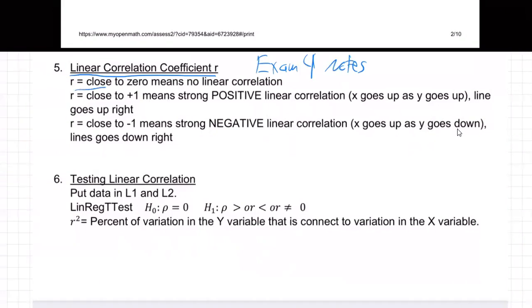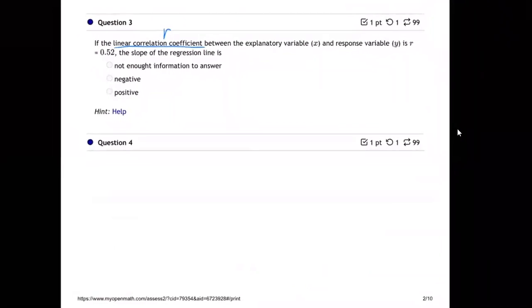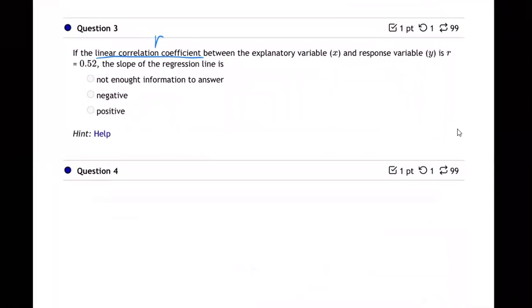And if R is close to 0, it means no linear connection. Correlation is just connection. If R is close to +1, it means a strong positive. Close to -1, strong negative. Let me show you an example with some dots. I think that'll be most helpful. So let's do that.